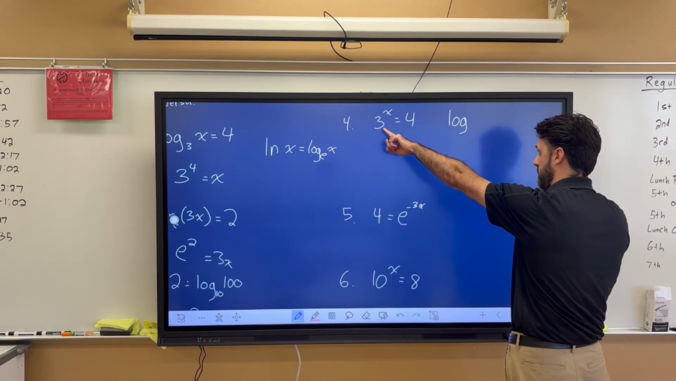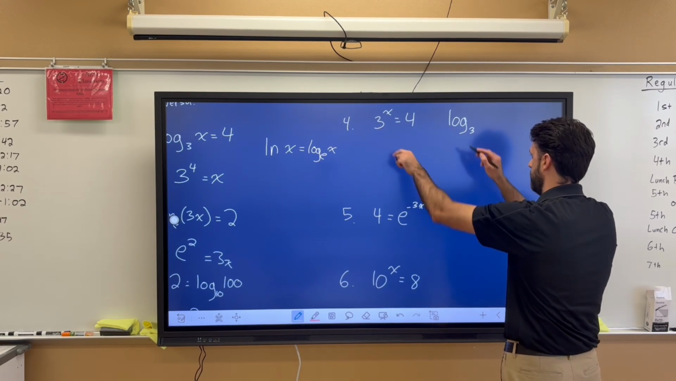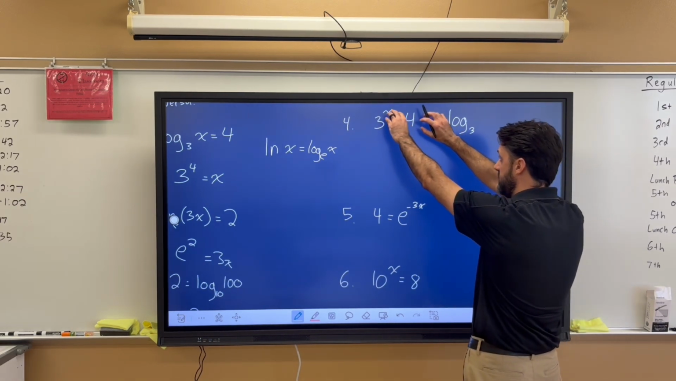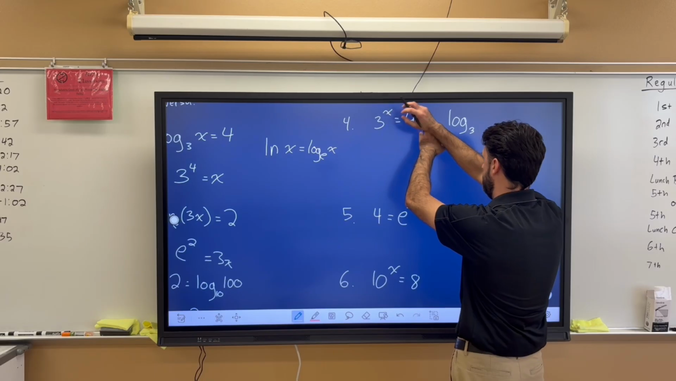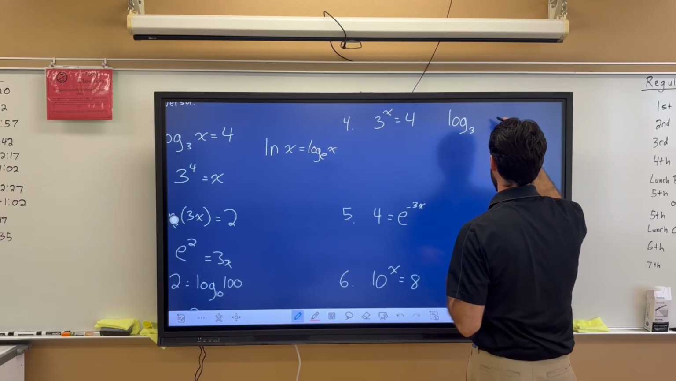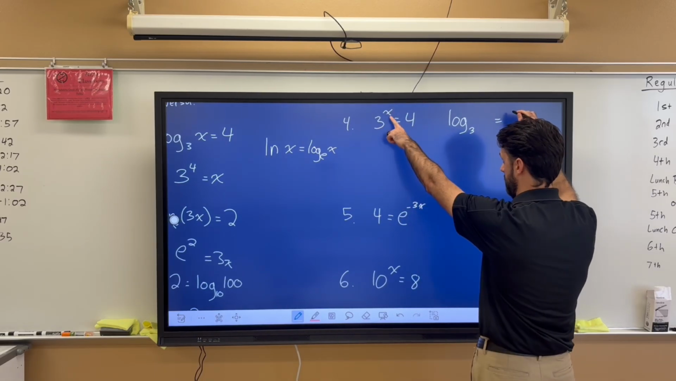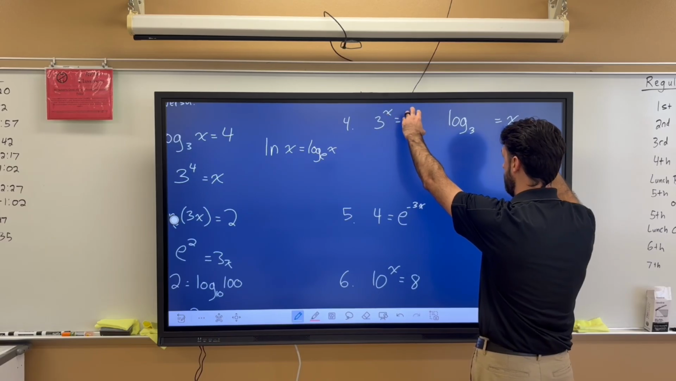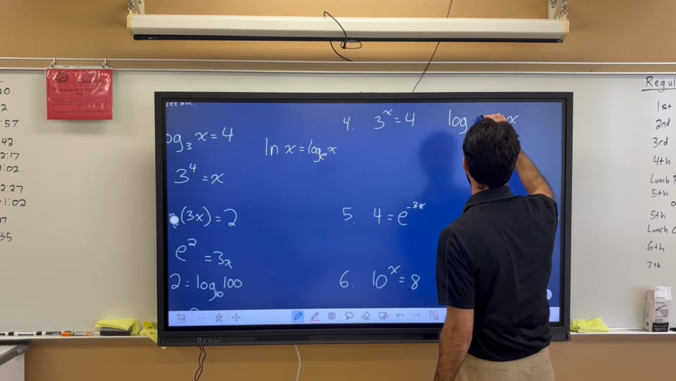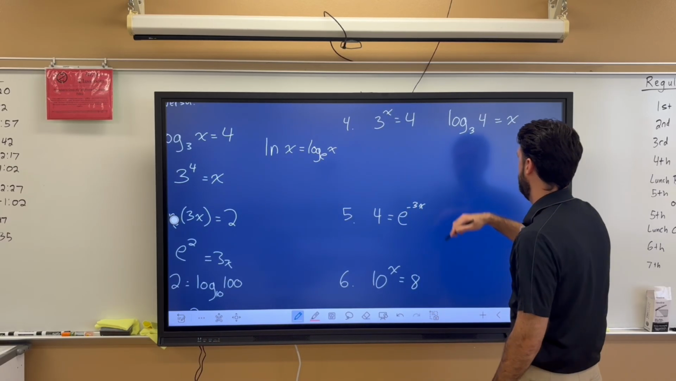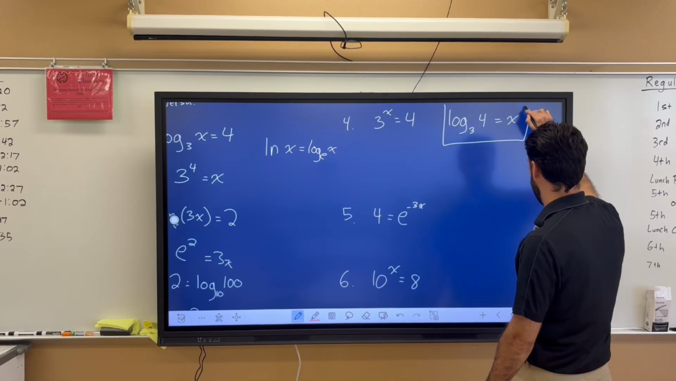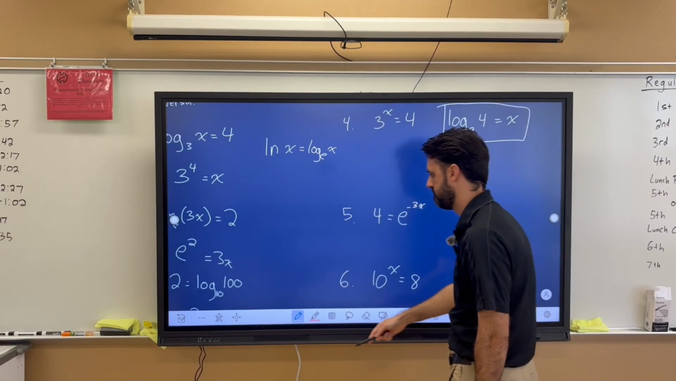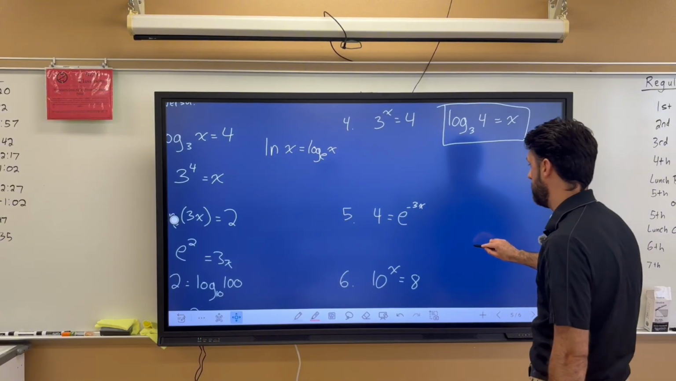The base of the exponent becomes the base of the log. And again, these two things, it's like they're going to switch sides. Whatever was with the 3 is going to be on the opposite side of the equal sign. So the x is going to move over here, and the 4 is now going to be with the 3, right there. All right, so that is our log form on number 4. Now, number 5.